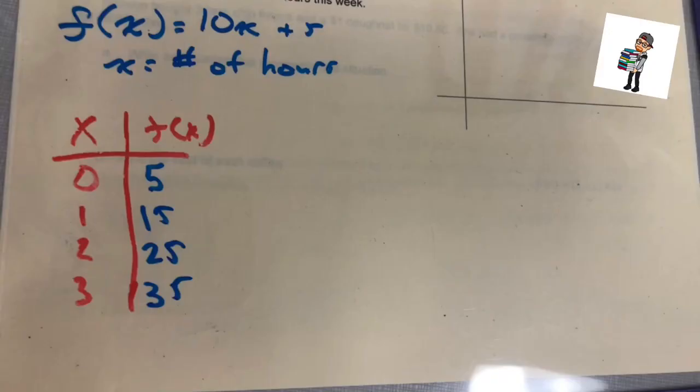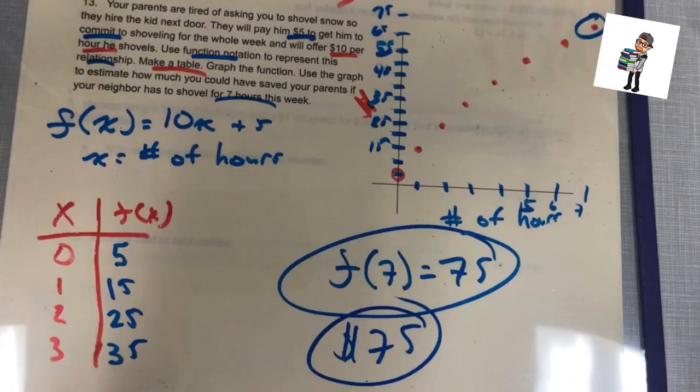So we need to make sure we understand the situation. I wrote the function notation 10x plus 5. X is the number of hours. 5 is that commit fee because we want them locked in. Make a table. You can keep that going if you'd like. You could also make a mapping. Make a graph. And we want to know how much it is going to cost for 7 hours of shoveling.